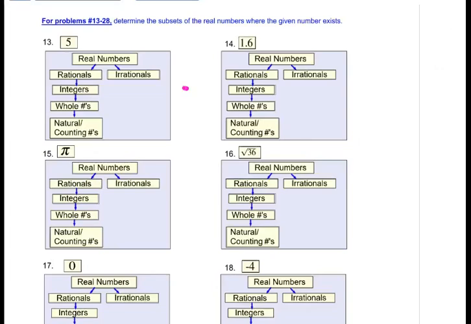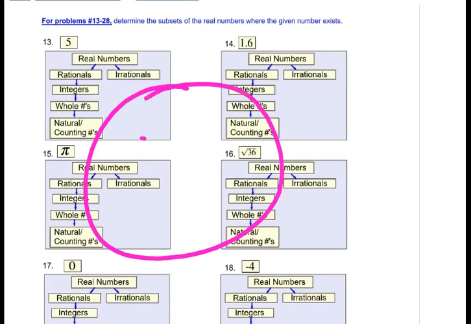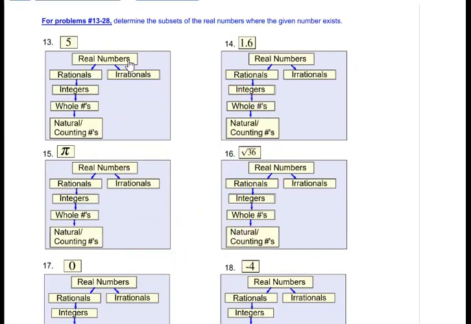In problems 13 through 28, we are classifying numbers on the real number diagram. Every number that we look at will be a real number, so in every problem, we will click real numbers. But instead of starting at the top, let's start at the bottom.